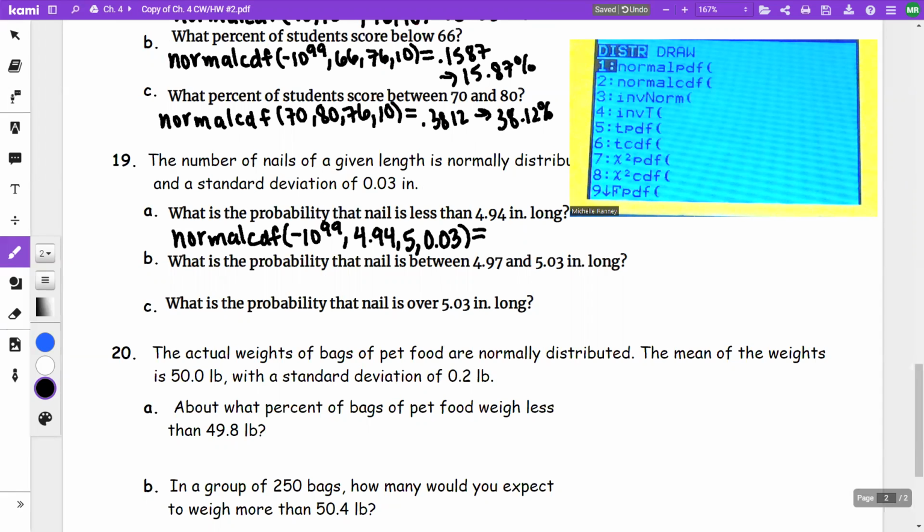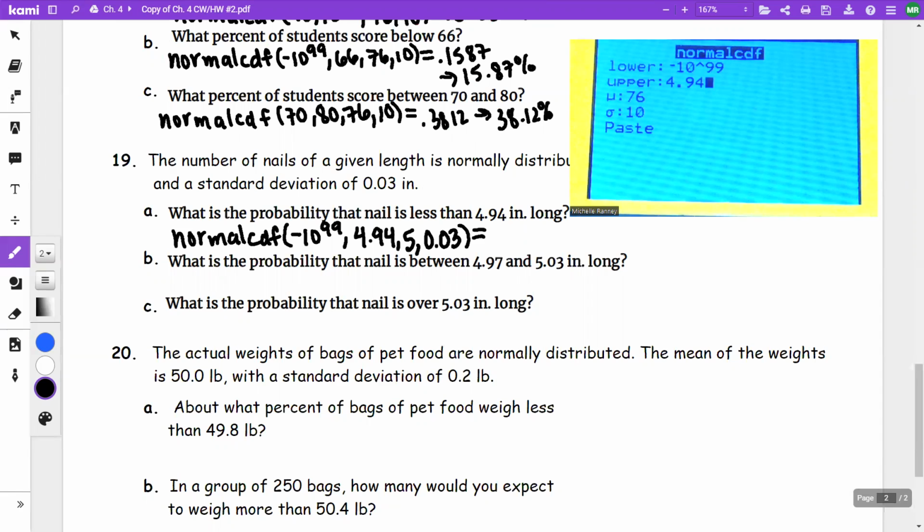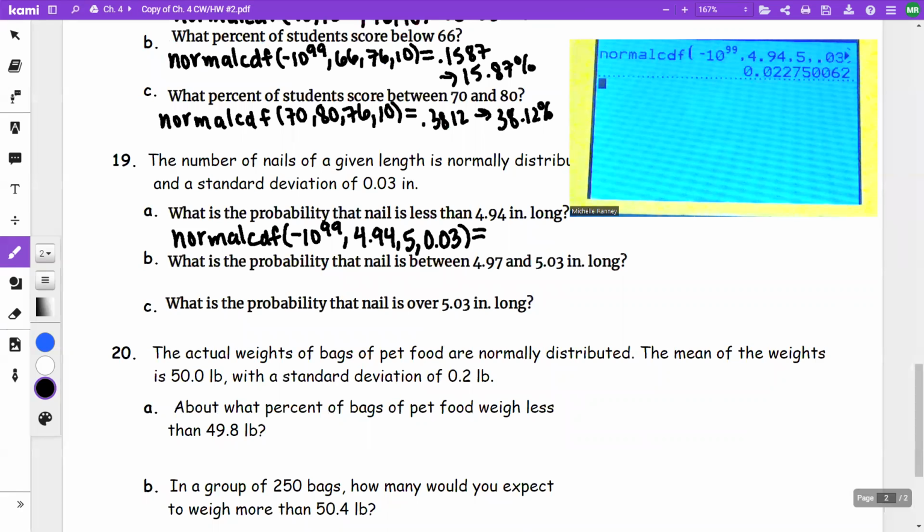And when I do negative 10 to the 99, 4.94, 5, and 0.03, and I get 0.0228, so 2.28%.